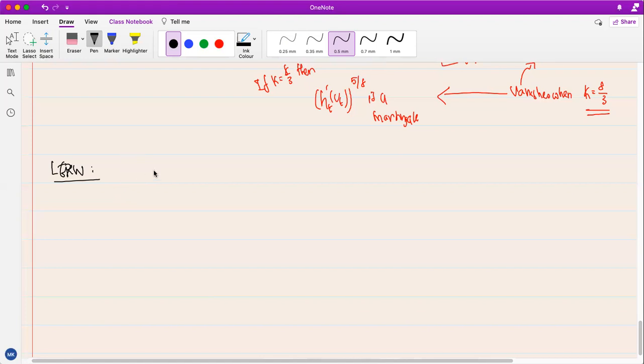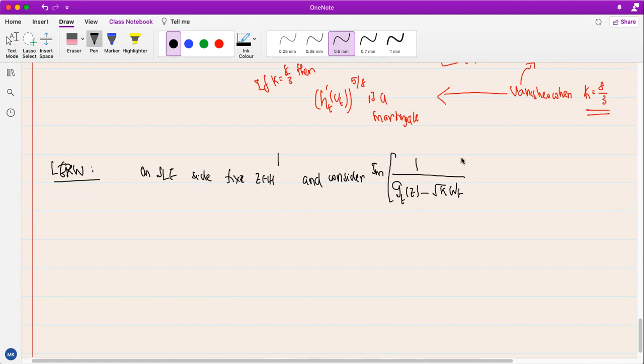So on the SLE side, we can consider, fix some Z in the upper half plane and consider one over GT of Z minus square root kappa WT, imaginary part. Let's call this XT, indexed by Z. Okay, so this is the XT. Then it turns out that XT is a martingale.